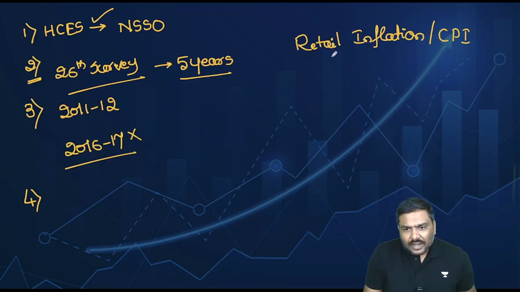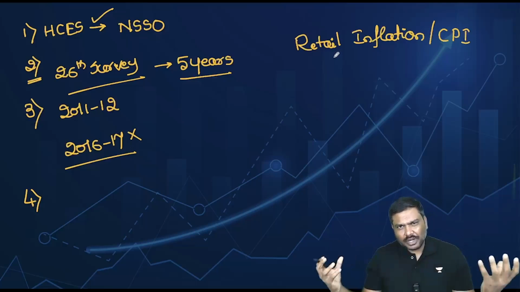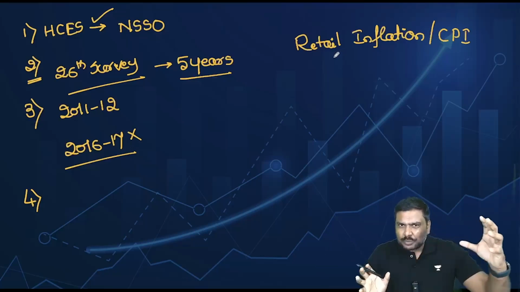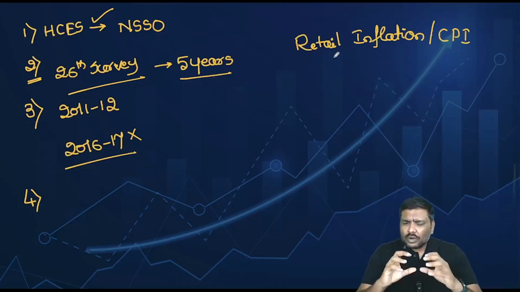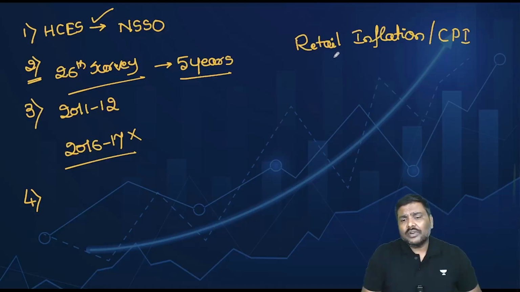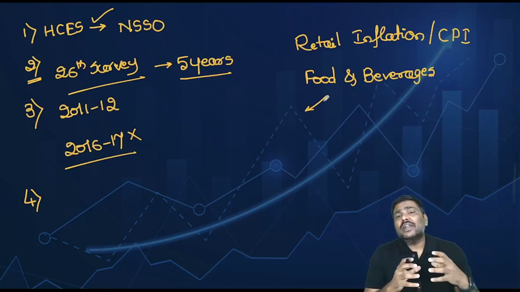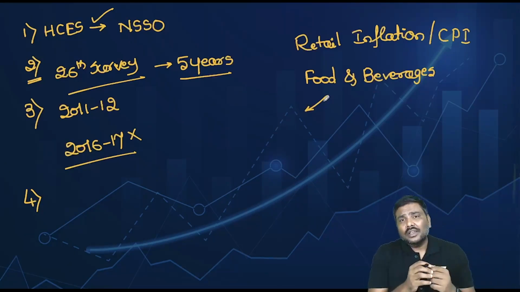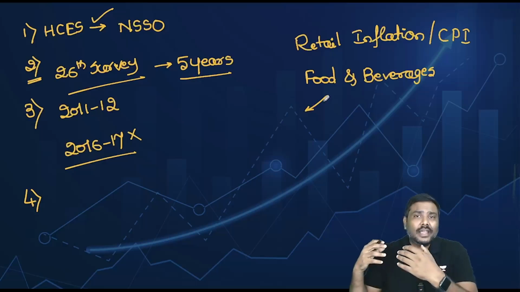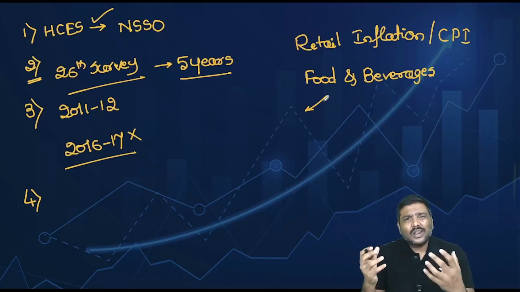Now, in case of retail inflation, we give weightages to different commodities. For example, there are 6 groups within CPI. Out of these 6 groups, the most important one is food and beverages. And for food and beverages, the weightage given will vary. In certain regions, we'll provide a weightage of 36%. In certain regions, around 54%. That is rural and urban.